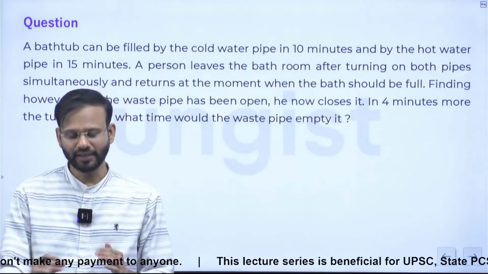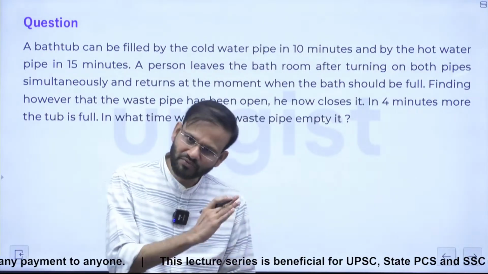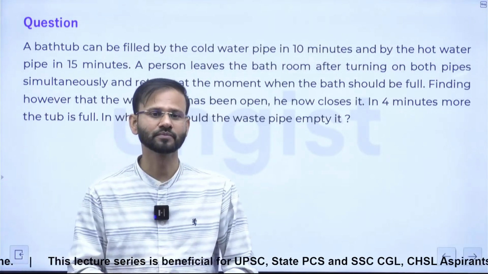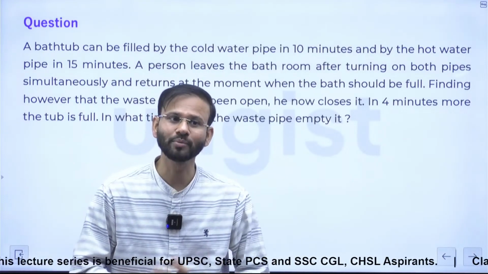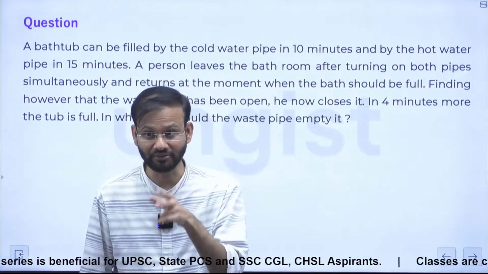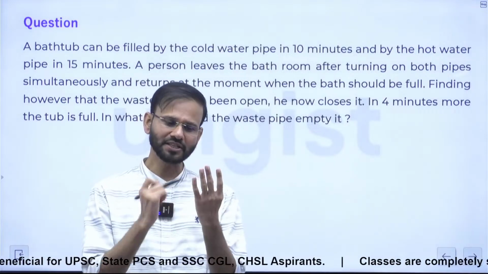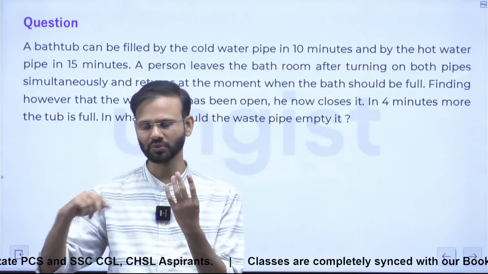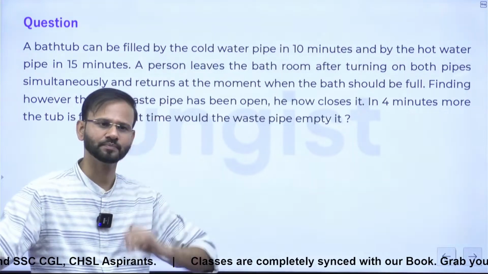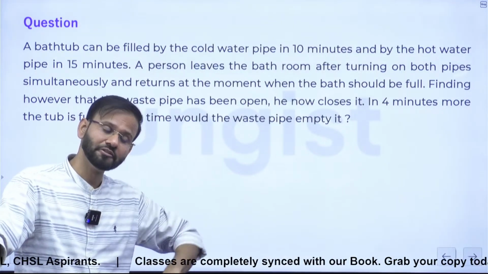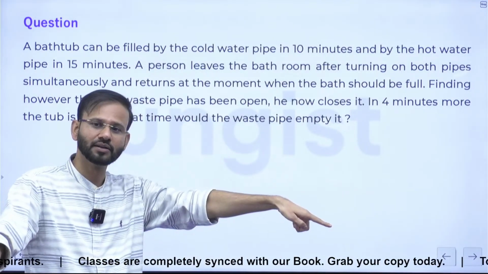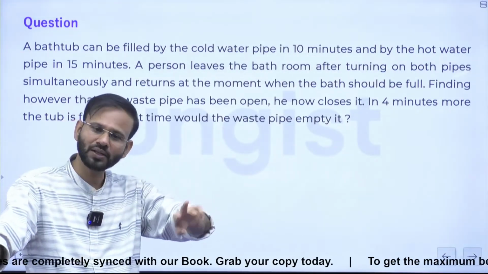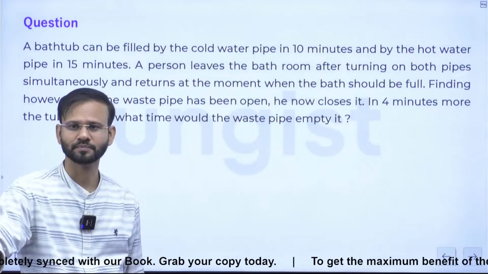So guys, in 6 minutes the tank anyways will get filled, so in 4 minutes what part of the tank will be full? Think on it. 4 by 6, what is that? 2 by 3. Yes, it means in 4 minutes 2/3 of the tank will be filled, which means in the first 6 minutes 1/3 of the tank was filled when all the 3 taps were working simultaneously.